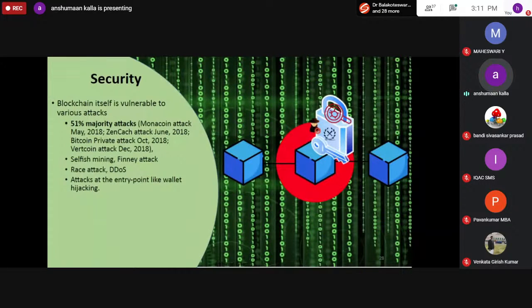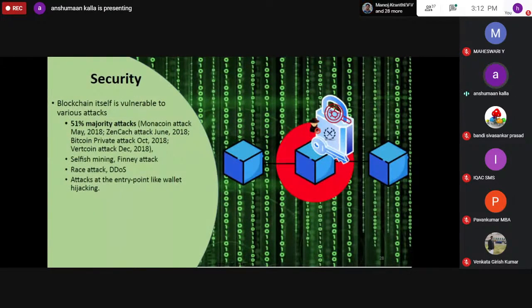Another kind of attack which is getting more popular is the attacks at the entry point itself, like wallet hijacking. Blockchain being very secure, of course, these attacks which I have just now mentioned, the 51% attack or the Finney attack or the race attack, are difficult to mount. For a usual attacker, I would say it is very difficult to penetrate the blockchain-based system. So what they try to do is hijack the blockchain application's wallet itself, right?